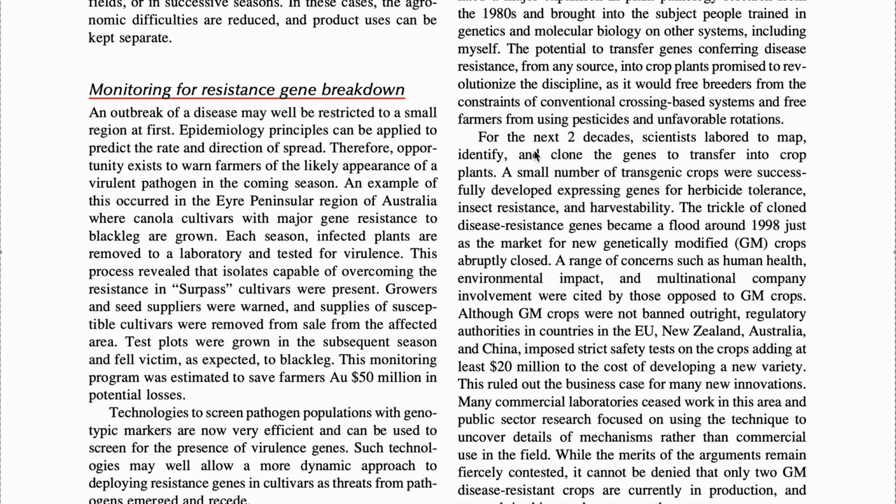Okay. For the next 2 decades, scientists labored to map, identify and clone the genes to transfer into crop plants. A small number of transgenic crops were successfully developed expressing genes for herbicide tolerance, insect tolerance and harvestability. The trickle of cloned disease resistance genes became a flood around 1998, just as the market for new genetically modified crops abruptly closed. A range of concerns such as human health, environmental impact and multinational company involvement were cited by those opposed to GM crops.